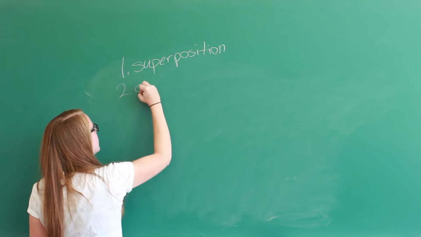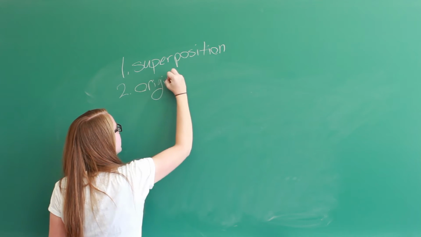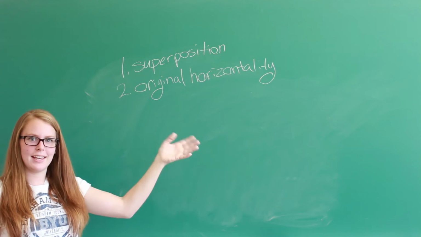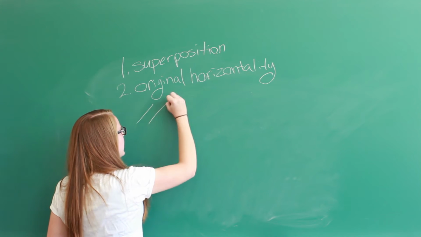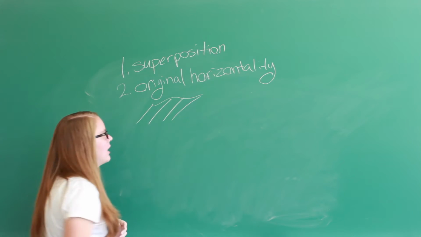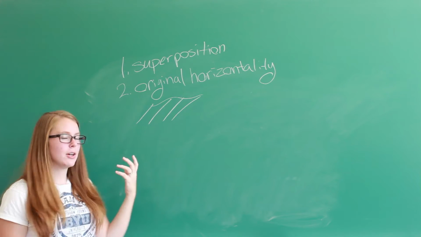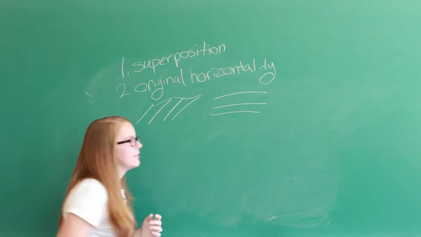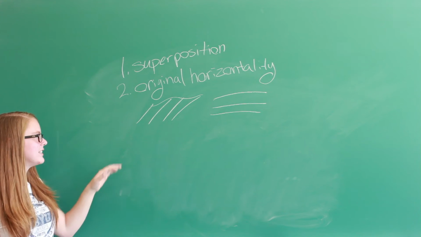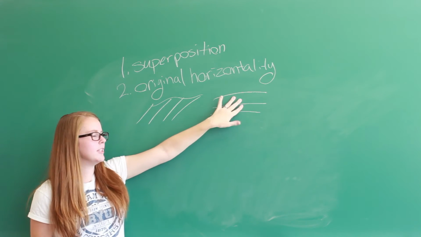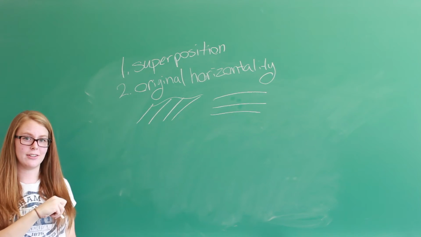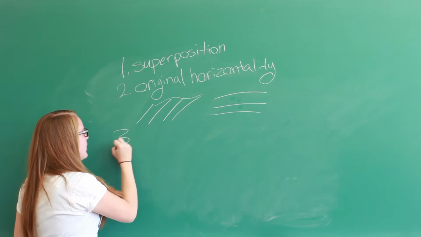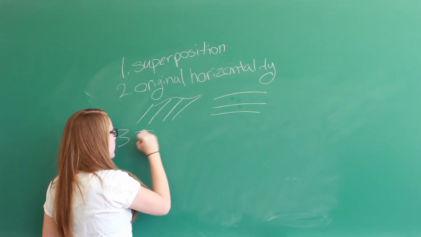Next is original horizontality. You could see rocks out in the canyon and everything that have bedding planes that look like this. They're all at angles. But when they were originally deposited on the earth, they were actually deposited flat. So you know that something had to happen in between being deposited flat and being turned up at an angle. All right, third thing is inclusions.